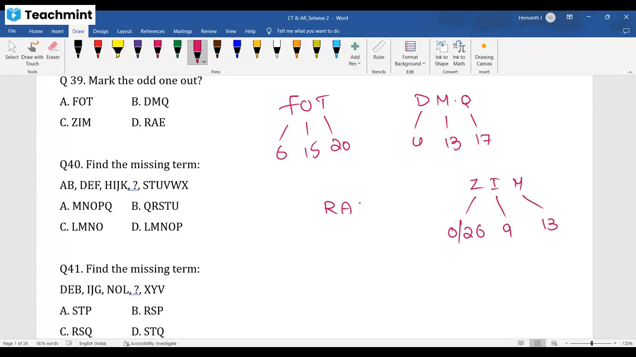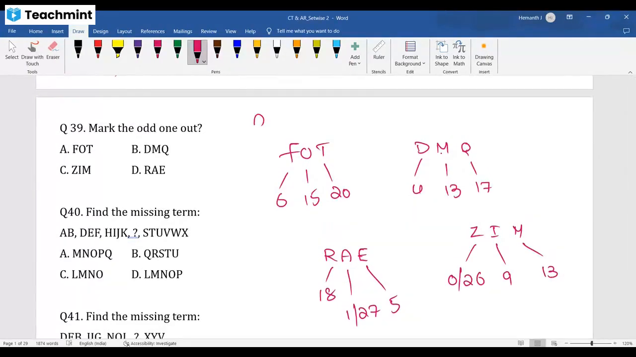RAE: R is 18, A can be taken as 1 or 27, E as 5. You know, I hope. A to Z, A value 1, B value 2, and so on up to Z value 26. Next letter will be A. A can be taken as 27 also. The letter before A is Z, you can take 0 also, both are acceptable.